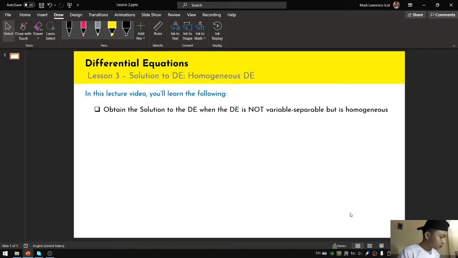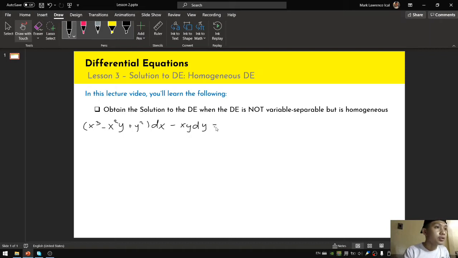We have an example. Okay, so we have an example here. Mukhang kukulangin tong drawing ko. So we have x cubed minus x squared y plus y squared dx minus xy dy is equals to 0.